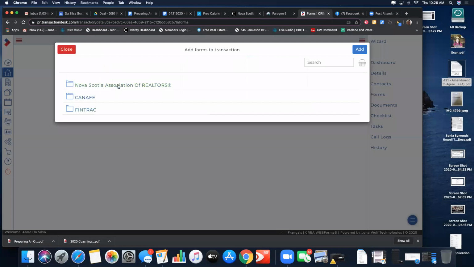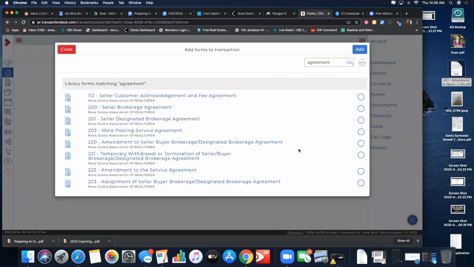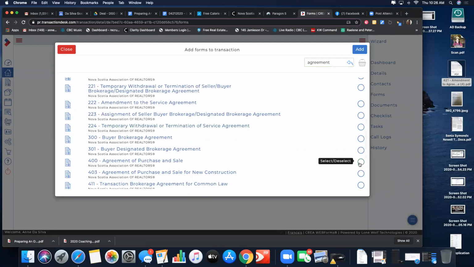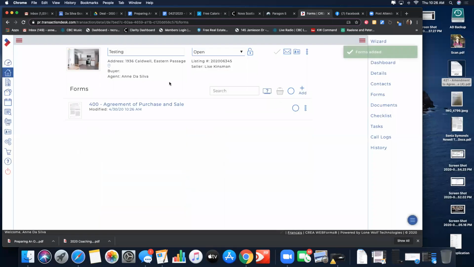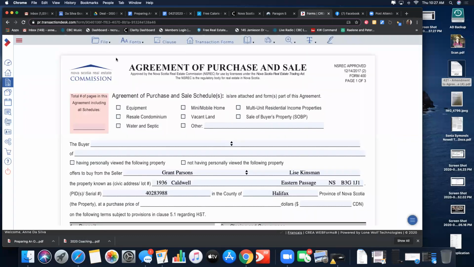So I'm going to go to forms. I'm going to add a form, and I'm going to add my agreement of purchase and sale. So, ta-da, can everybody see?